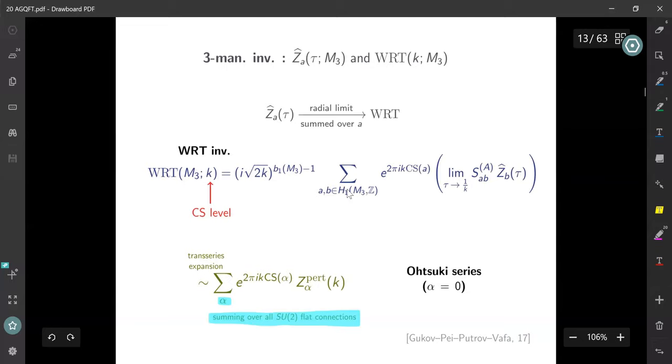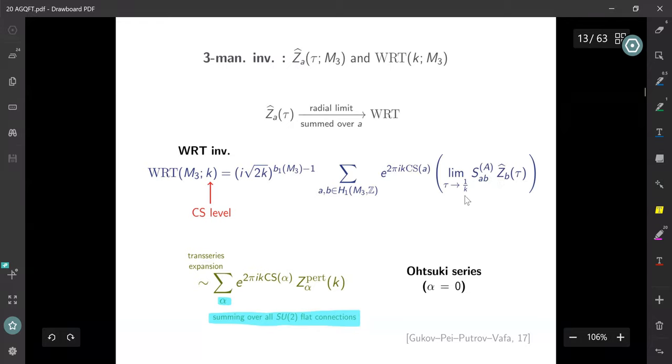For plumbed manifolds, the following relation is actually proven. The WRT at level K is given by some prefactor, and then for each element a and b, a prefactor given by the Chern-Simons number of the corresponding abelian flat connection. And here, as you pointed out earlier, it's actually the dual space, so you need a matrix to perform this change of basis. Then you sum over them.